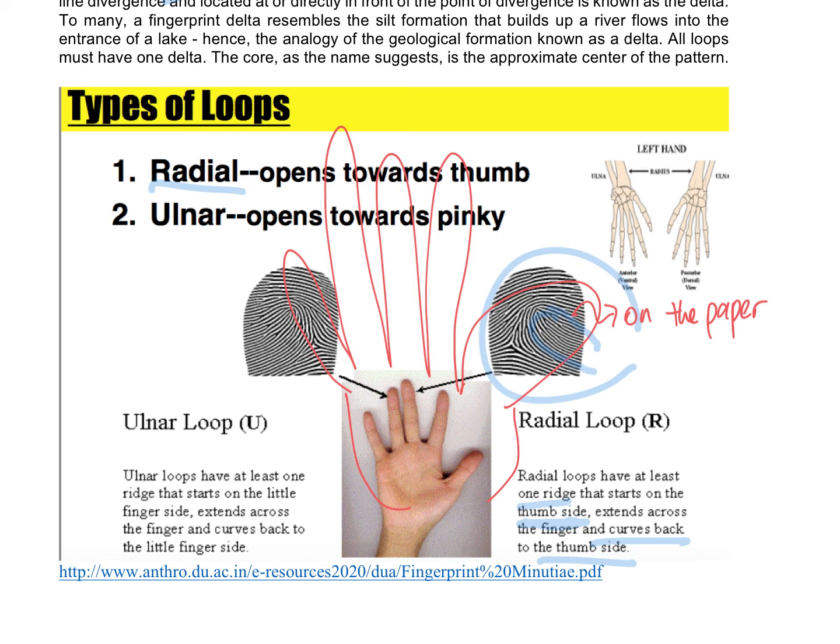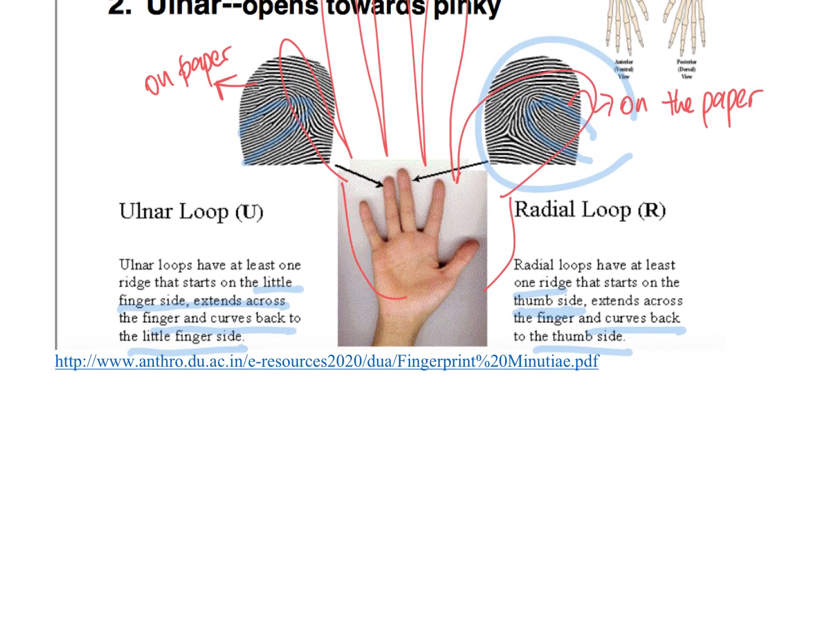Whereas the ulnar loop is from the little finger, extends to the middle, and then curves back to the little finger. So little finger curves back to the little finger. So again, this is on paper. On paper, your little finger. Now, this is, like I told you before, for the left hand. For the right hand, this would be my thumb, index, middle, forefinger, pinky. Okay, my drawing is very bad.